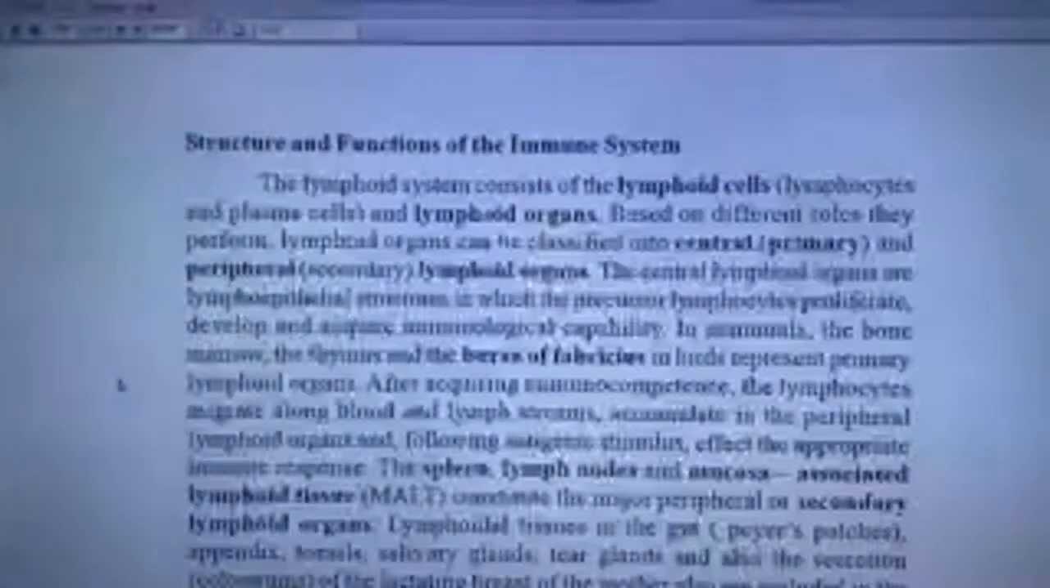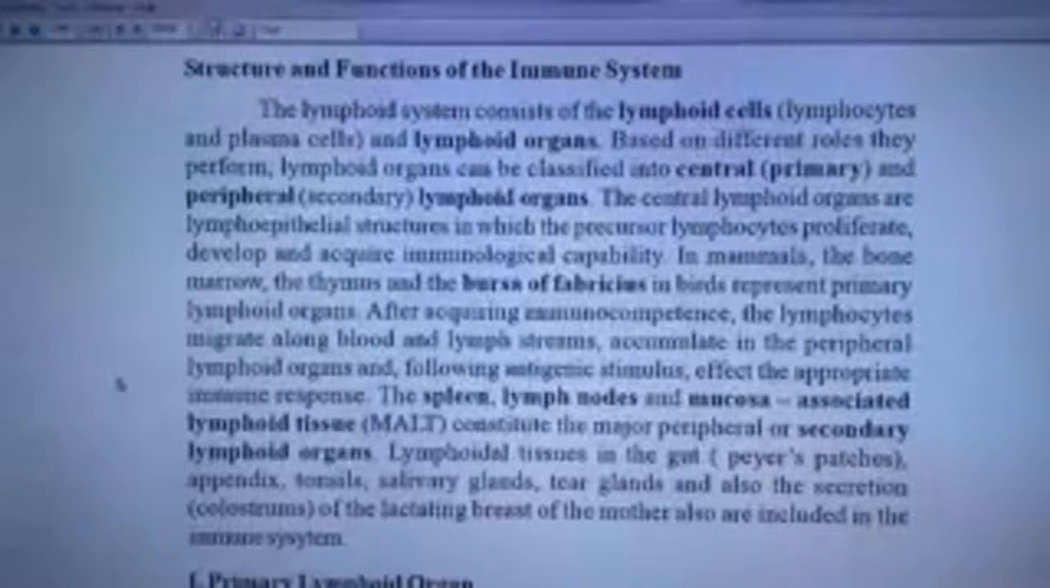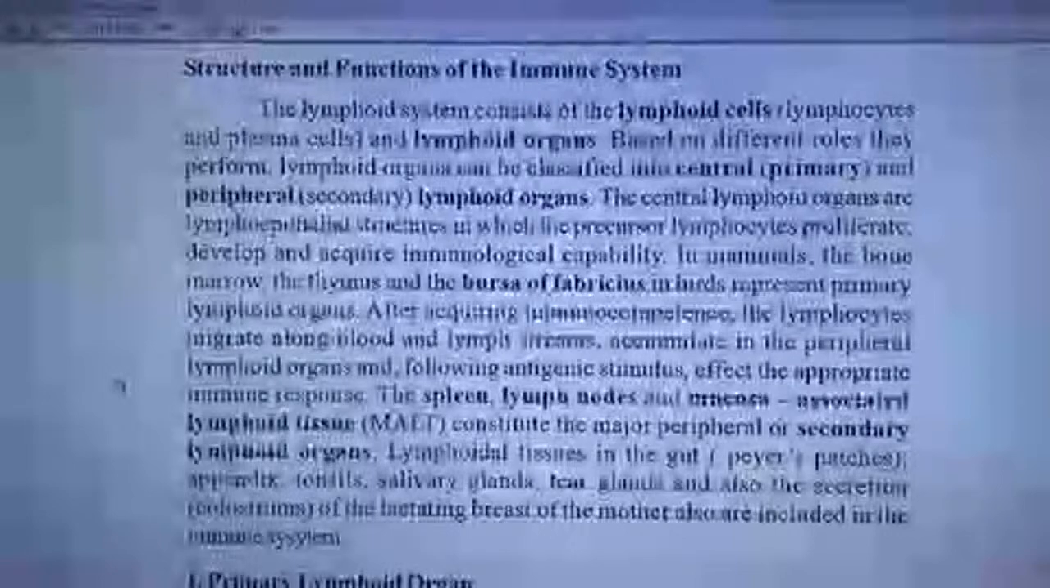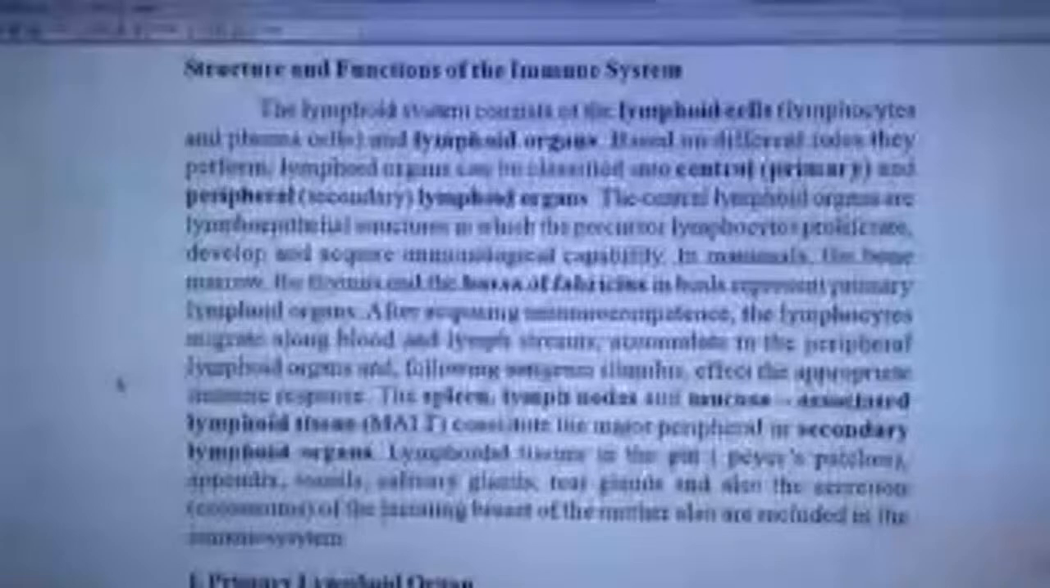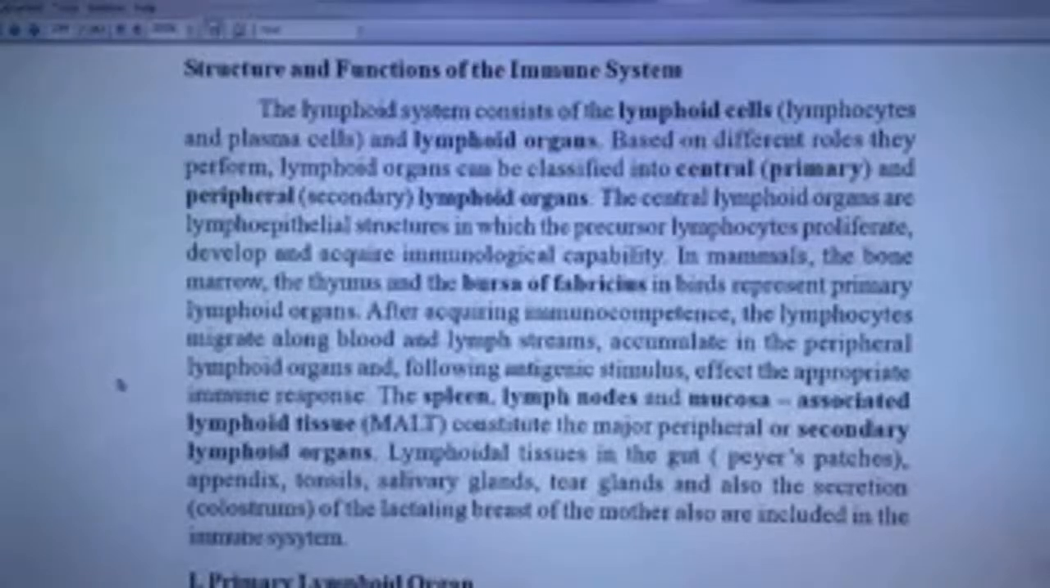Structure and function of the immune system. The lymphoid system consists of lymphoid cells and lymphoid organs. Based on function, lymphoid organs can be classified into central, or primary, and peripheral. The central lymphoid organs are lymphoepithelial structures in which the precursor lymphocytes proliferate, develop, and acquire immunological capability.